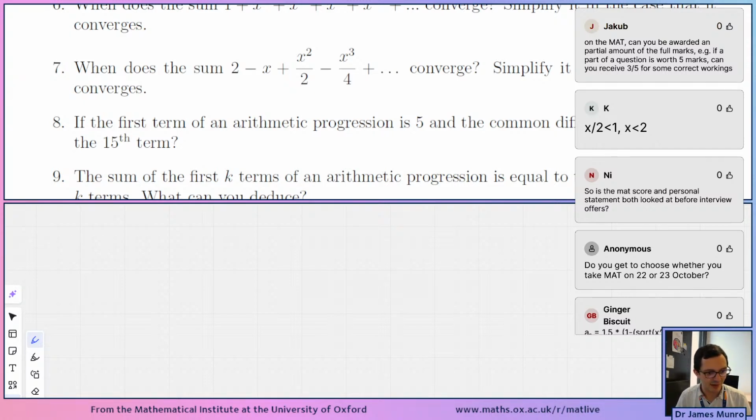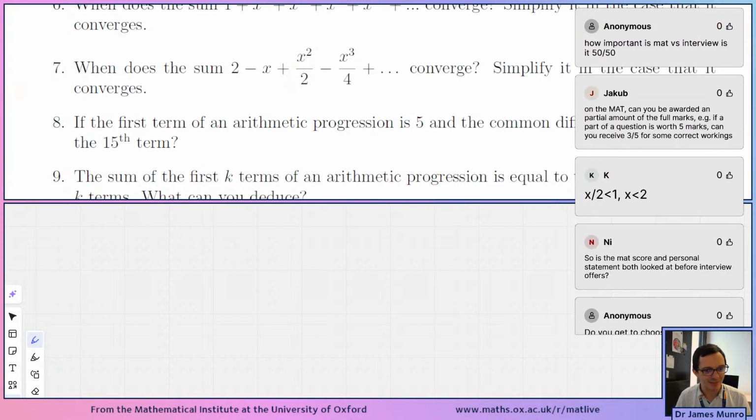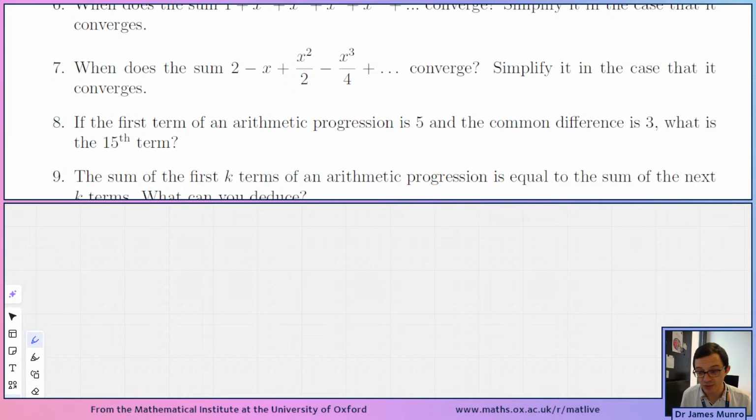Yeah. Importance of maths versus interview, is it 50-50? It's a decision made by humans, so it's kind of impossible to say. They're both pretty important. Obviously, at interview, we've now met people and done maths questions with them. Sometimes we've got them to do harder questions than the maths questions, and that's quite interesting. Sometimes we've met people and they're really good at other sorts of maths. Those are sort of interesting times.